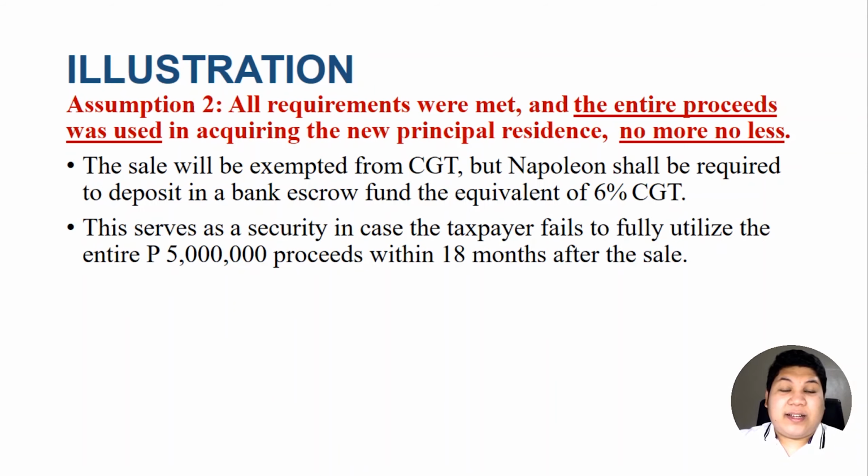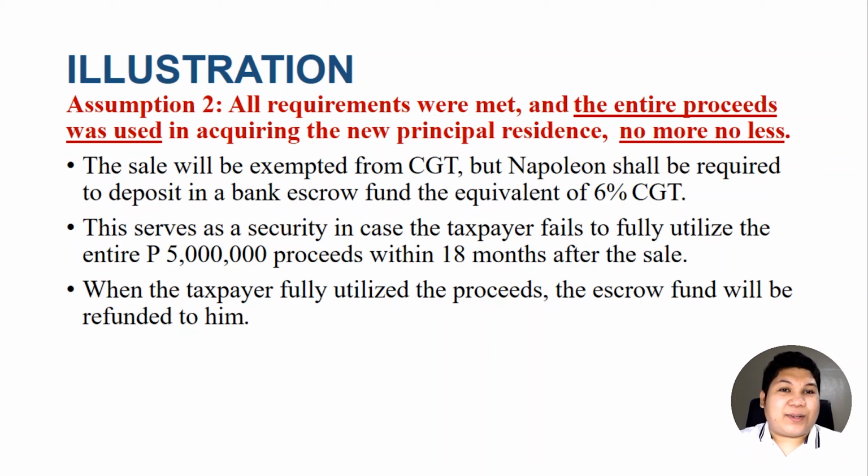This escrow fund serves as a security in case the taxpayer fails to utilize the entire 5 million pesos proceeds within 18 months after the sale. As a security, the BIR requires that every person claiming for exemption from the capital gains tax will deposit an escrow fund equivalent to the 6%. This will be set aside and will serve as security deposit. And if the taxpayer seller fully utilizes the entire proceeds, then the escrow fund will be refunded to him. But if he failed to utilize the proceeds, then it will be appropriated as a payment for the capital gains tax.